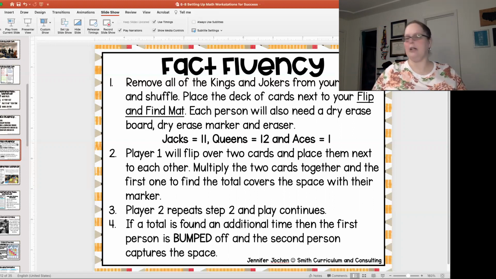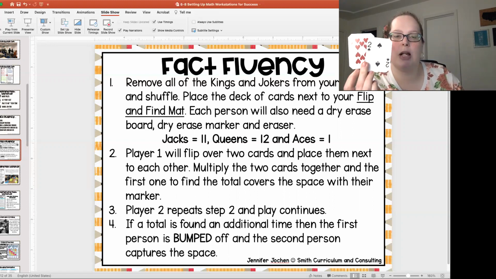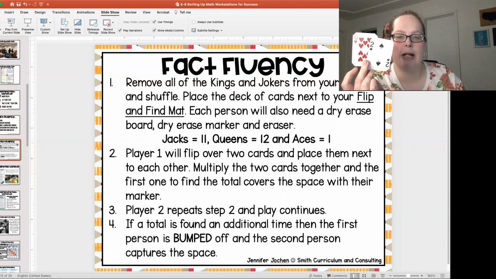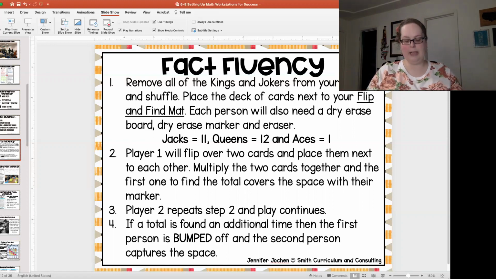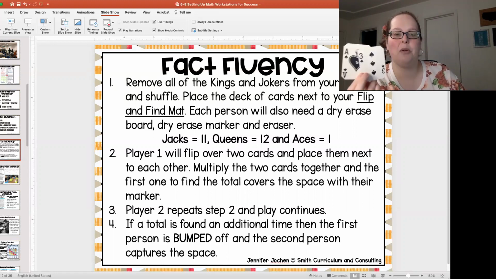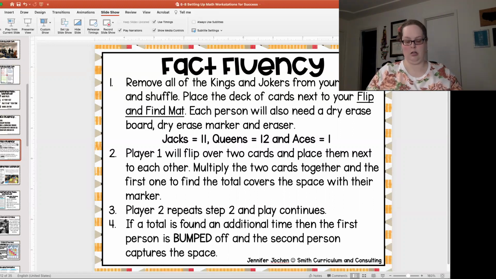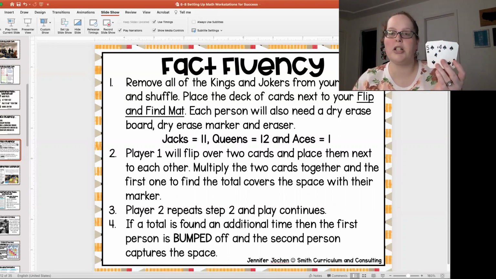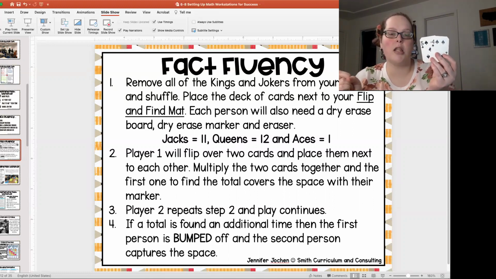So if I laid down a 10 and a 2, I would do 10 times 2, that's 20. I would find 20 on the board. I would place one of my markers there. And then player 2 would repeat. Say player 2 picked up a king and an ace. Well, an ace is 1, or sorry, 3 and an ace. An ace is 1, so 3 times 1 is 3. I would cover that space. Well, then player 1, 4 times 5, but player 2 got it this time.